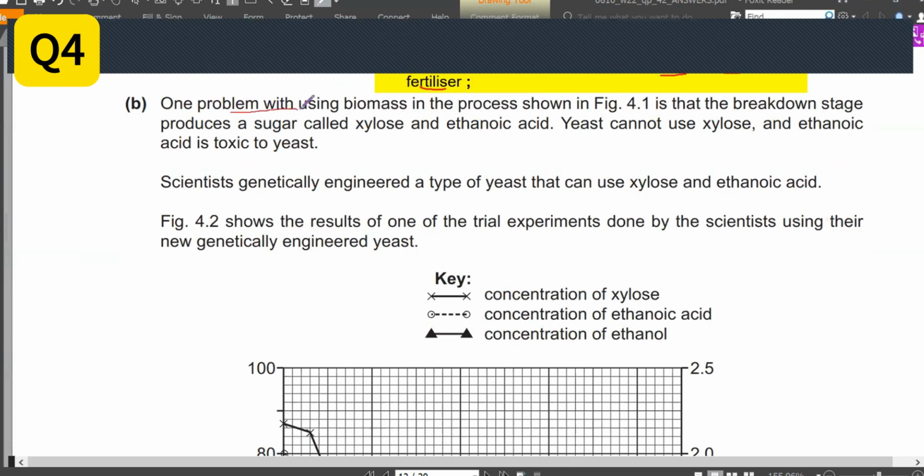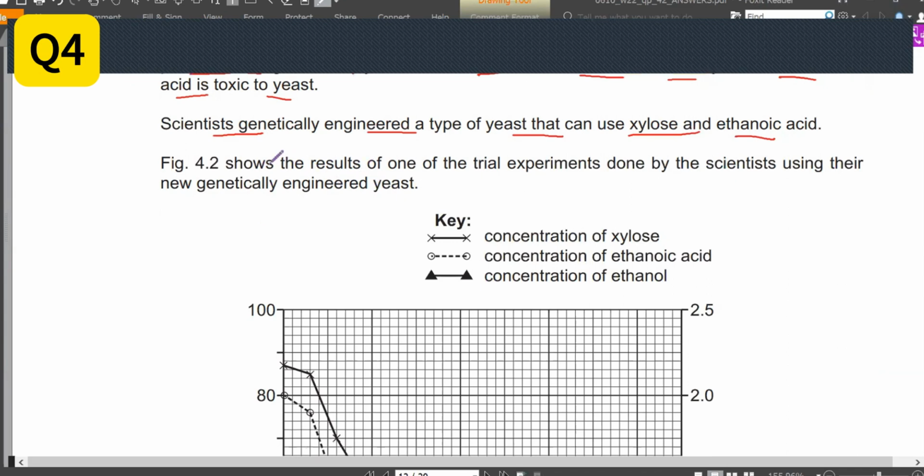Next, one problem with using biomass in the process shown in figure 4.1 is that the breakdown stage produces a sugar called xylose and ethanoic acid. Yeast cannot use xylose, and ethanoic acid is toxic to yeast. Scientists genetically engineered a type of yeast that can use xylose and ethanoic acid. So we have this figure here, which shows the result of one of the trial experiments done by the scientists using the new genetically engineered yeast.